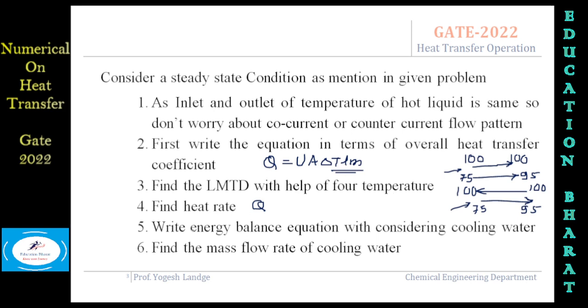After that we write the energy balance equation by considering the cooling water. Q is equal to M, the mass flow rate of the cooling water, into Cp, the specific heat of the cooling water, into the temperature difference between the inlet and outlet temperature of the cooling water. This is the way we can solve and get the value, because we are asking for the mass flow rate of the cooling water. Fine.